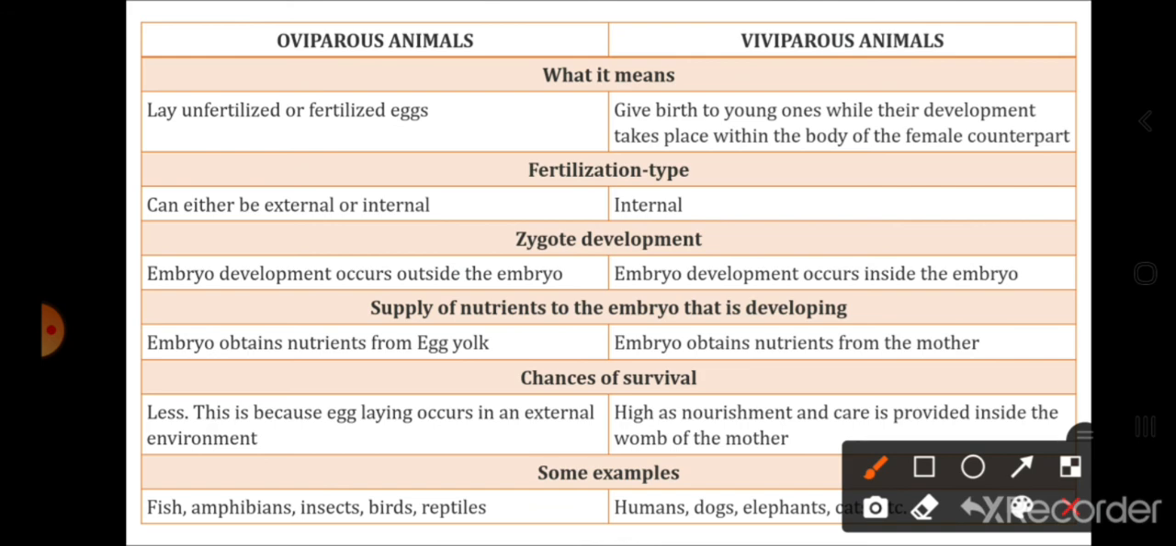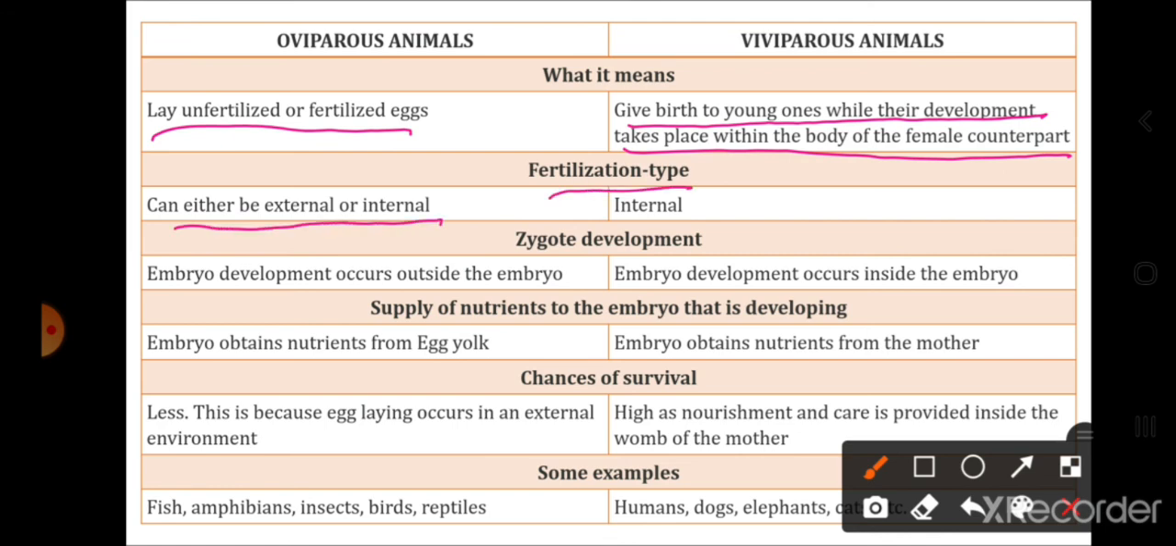So first of all, their difference: oviparous animals lay fertilized or unfertilized eggs, whereas viviparous animals give birth to the young ones while their development takes place within the body of the female. Type of fertilization: it may be either external or internal, whereas in viviparous it is always internal. Development of the zygote: embryo development occurs outside the body in oviparous, whereas in viviparous it occurs inside the female body.